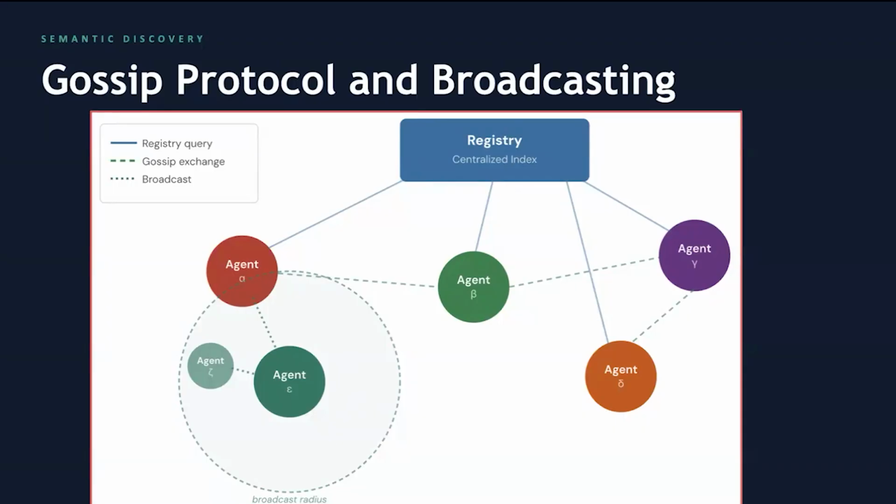And then in certain environments and edge networks and deployments, local clusters, agents might announce their presence via multicast or broadcast on a shared channel there, as you can see in Agent Epsilon. And that's just the fastest path to discovery, but it only works within bounded communication domains. So these are kind of three common ways that agents can discover each other: via registry query, gossip exchange, or broadcast.